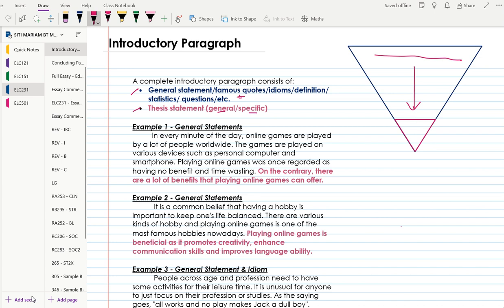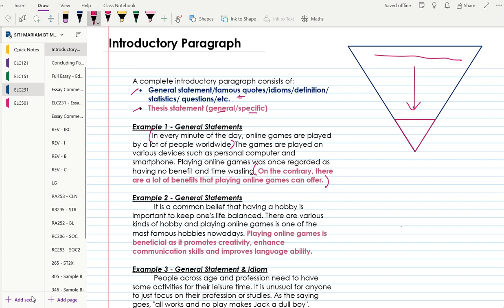In every minute of the day, online games are played by a lot of people worldwide. So this is a general statement that I was saying. The games are played on various devices such as personal computers and smartphones. Playing online games was once regarded as having no benefit and being a waste of time. On the contrary, and this is where we put our thesis statement, and this one is a general one, there are a lot of benefits that playing online games can offer. So basically you can see that a general statement is a statement which is true, but written in a general manner.